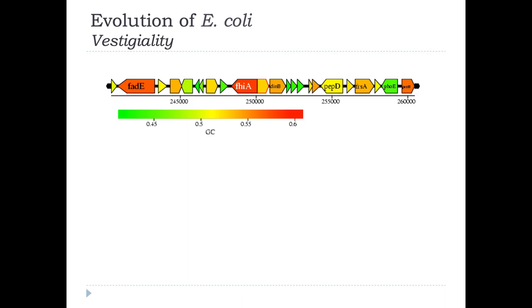Another point that Darwin made was about vestigiality. You could see vestigial organs or vestigial instincts and functions that only made sense if you looked at evolution. So this is a part of the E. coli K12 chromosome. In the middle there, there's a FliHA gene. These are two genes that, by homology, look like they're flagella genes, but they're just stuck here doing nothing. There's not even a promoter between them.